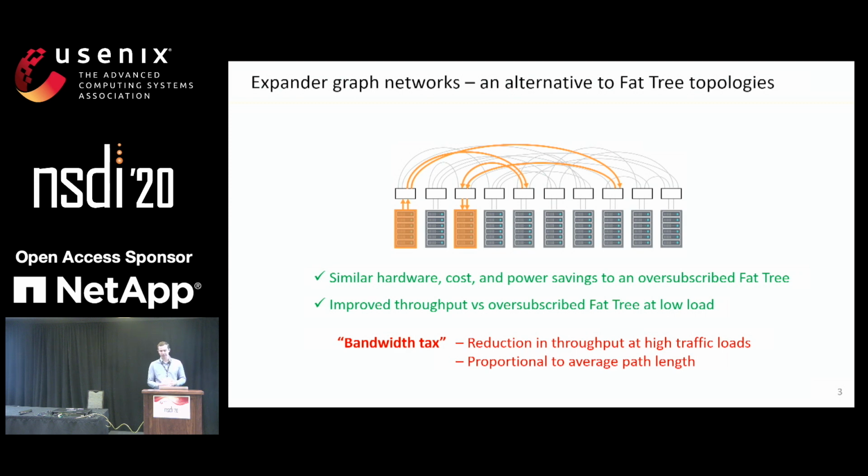Now, the issue with using multi-hop paths, though, is that you pay what I'm going to refer to here as a bandwidth tax. So the bandwidth tax is a reduction in the throughput when the load is high, and that reduction is proportional to the average path length in the network. And this is just because every packet that goes through an intermediate top-of-rack switch consumes bandwidth resources at that switch.